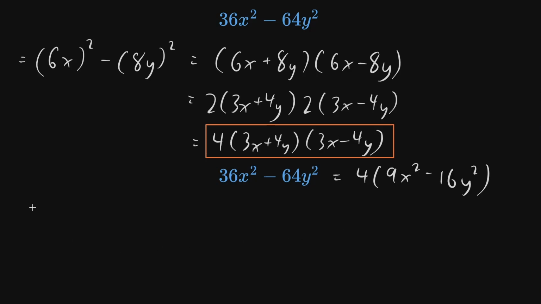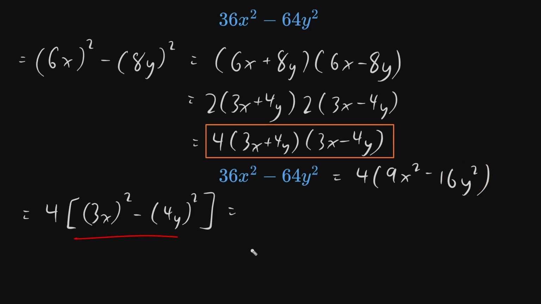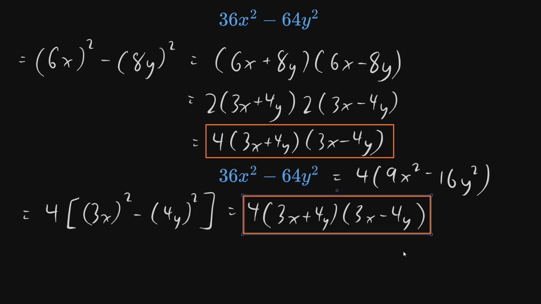So really what I'm trying to do is rewrite this as 4 times a 3x quantity squared minus a 4y quantity squared, like that, right? And now using my a squared minus b squared formula, I'm going to get 4 times 3x plus 4y times 3x minus 4y. And this should be exactly what we got before over here, and it is.